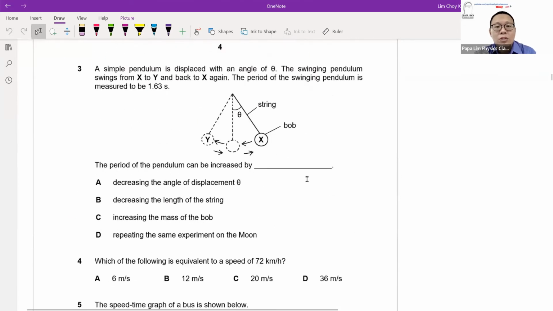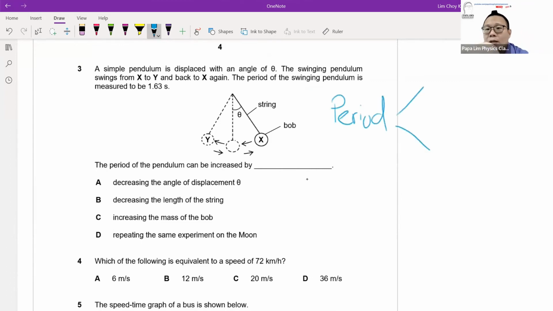Now for question three on pendulum. Before we look at the pendulum, one thing I always like to tell students to recall is what factors affect the period of the pendulum. The period of the pendulum is primarily affected by two factors. One is the gravitational field strength of the planet, followed by the length of the pendulum, which here is the string.